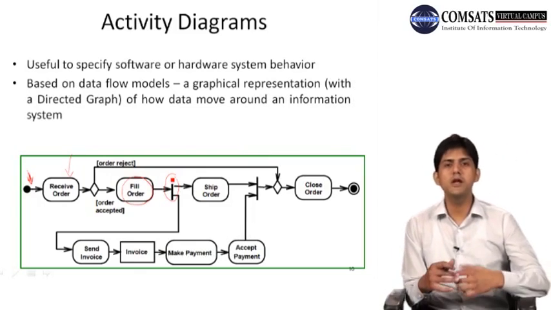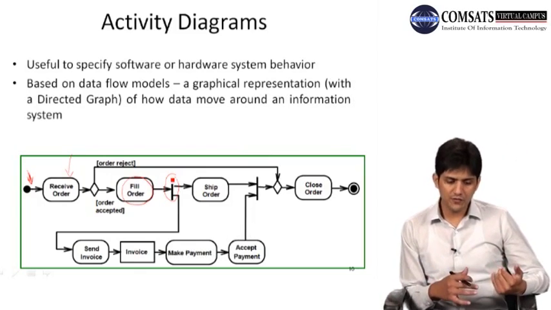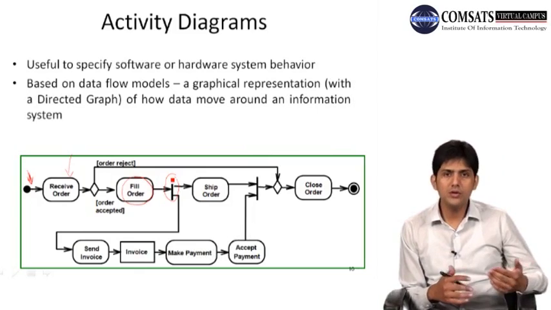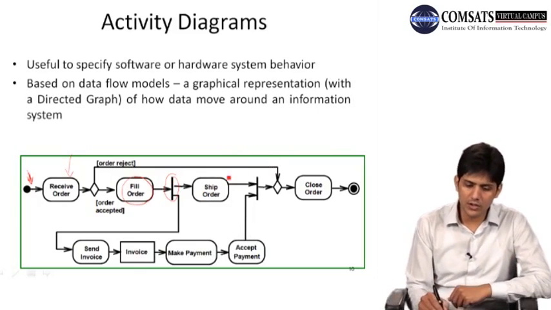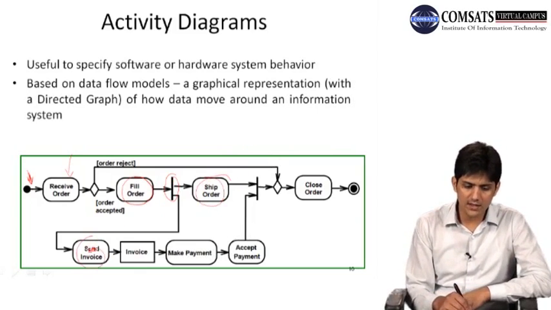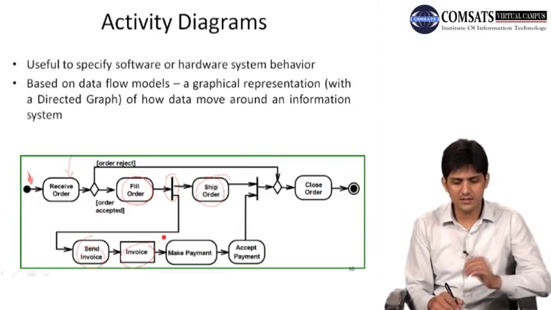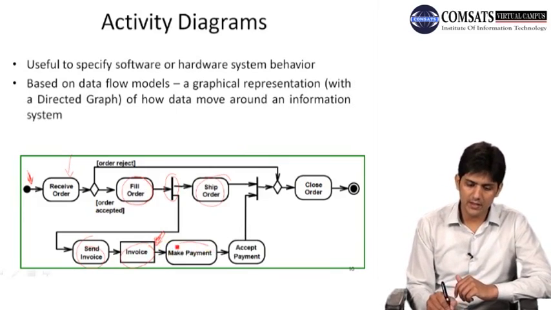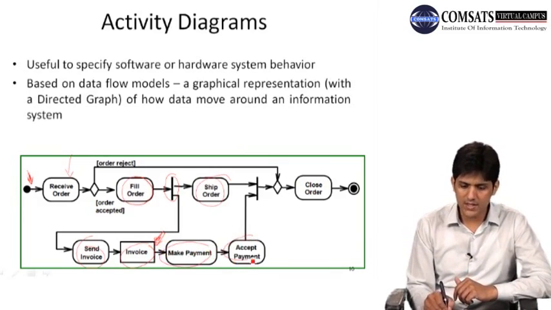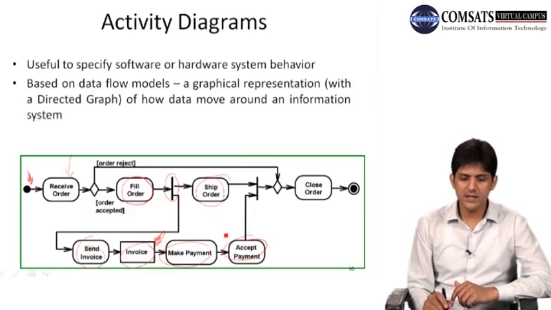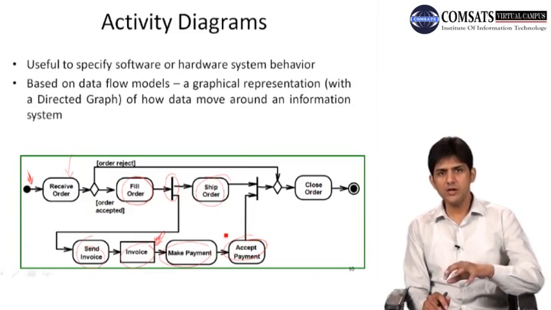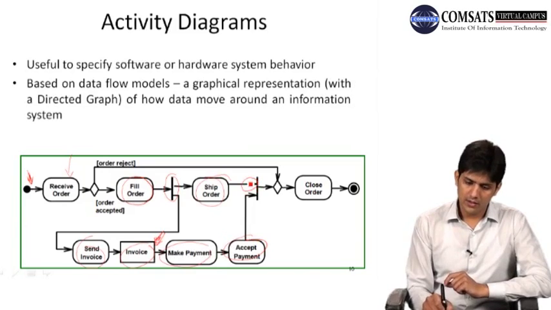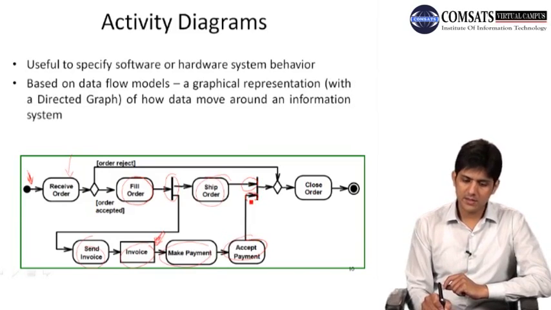So you are taking multiple actions here. Once you fill the order, you can do two things. You can either ship the order, or you can send an invoice, and then this invoice represents that you're recording that invoice as well, and then you make payment. Once the payment is accepted, you ship the order, and the payment is accepted.